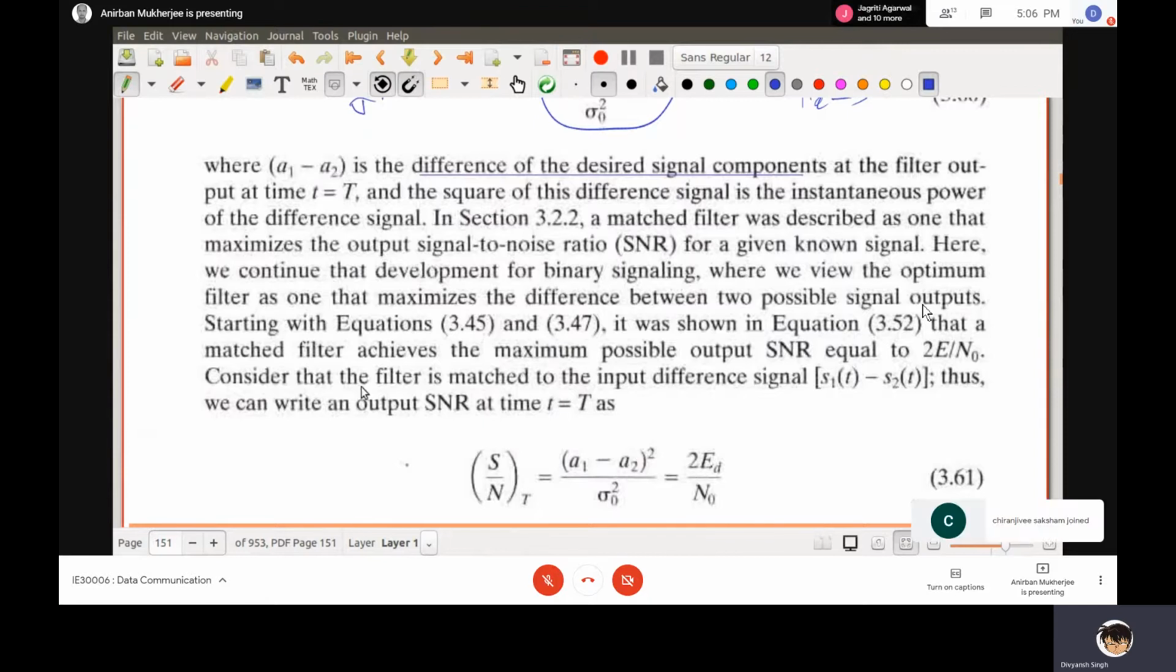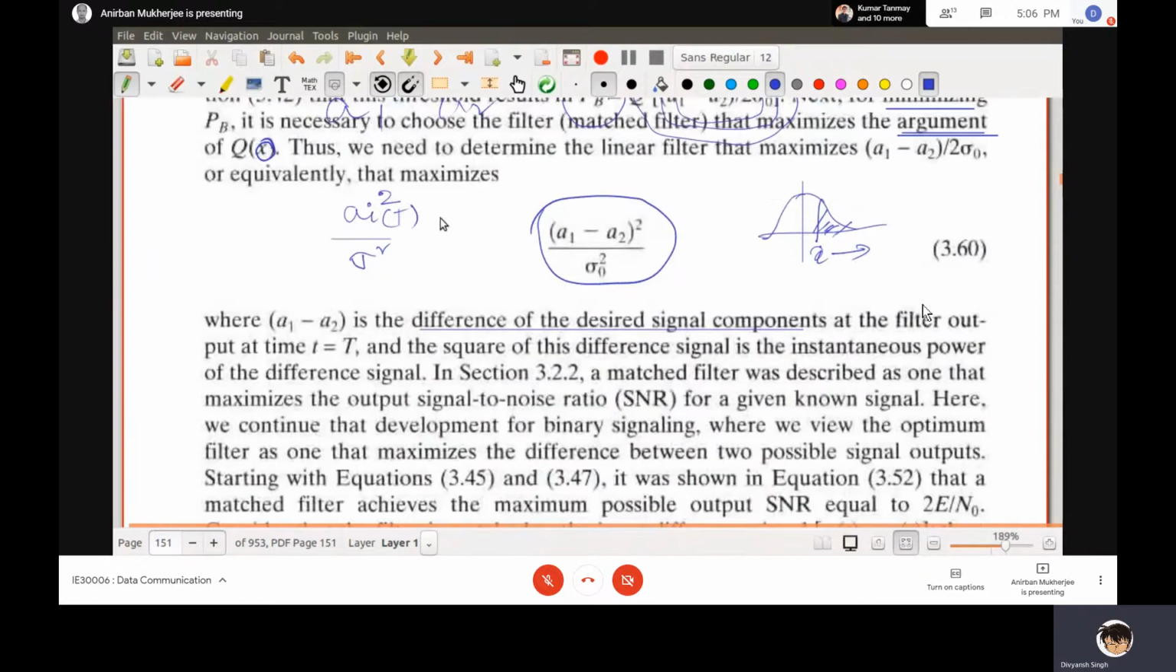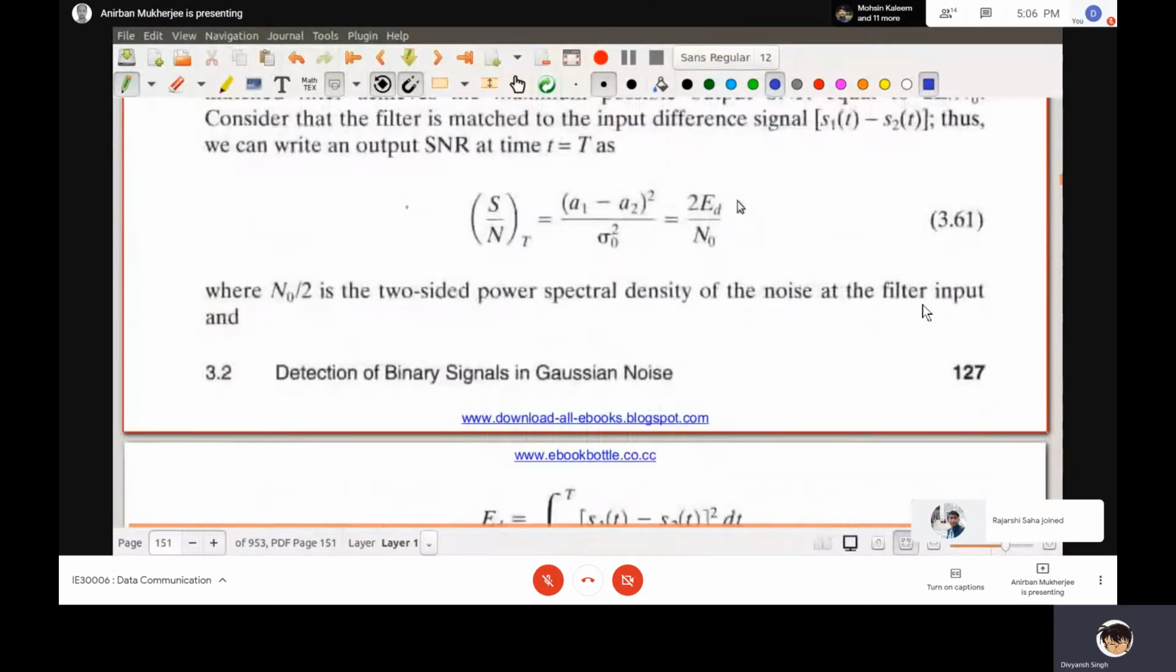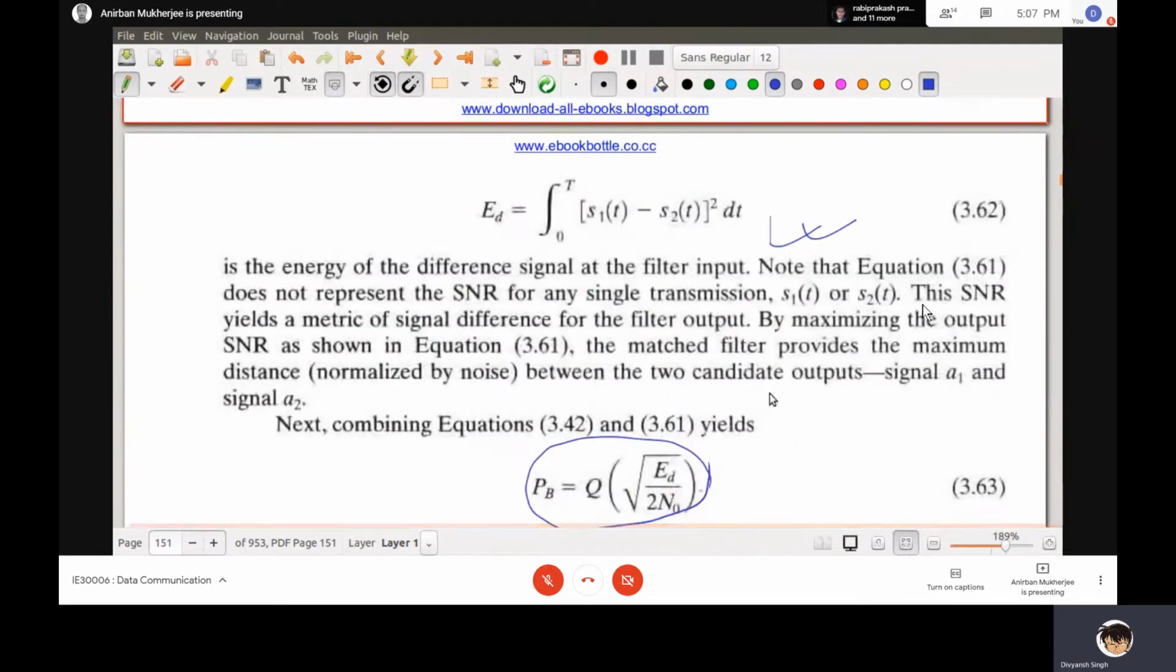What was the maximum value, if you remember? That was 2E by N0. But here, when I have taken a difference component, then it will be the different signal's energy, 2ED by N0. Now, what is my ED? ED was the different signal's energy, that means the integral from 0 to capital T of (S1 minus S2) whole square dt.